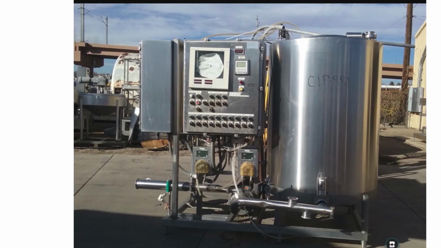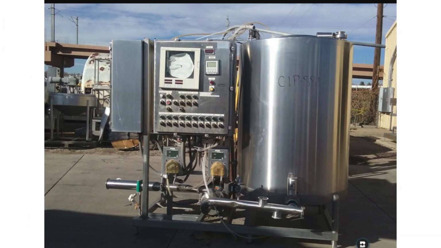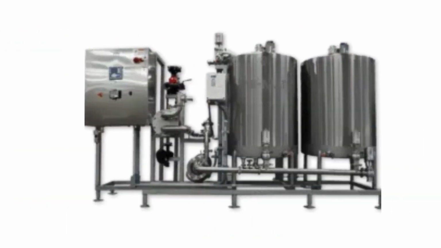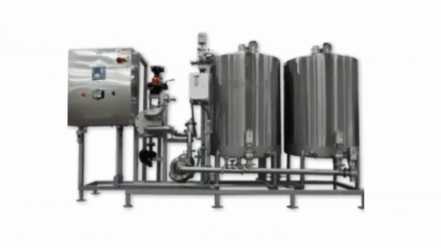Here is a diagram of a single tank CIP system, which uses one central tank for the cleaning solutions. This slide illustrates a multiple tank CIP system, often from suppliers like APV, which uses several separate tanks for different cleaning solutions like water, acid, and alkali. This is a diagram of a dual operating CIP system, which allows for greater flexibility, potentially cleaning two lines simultaneously or having one tank in recovery mode.